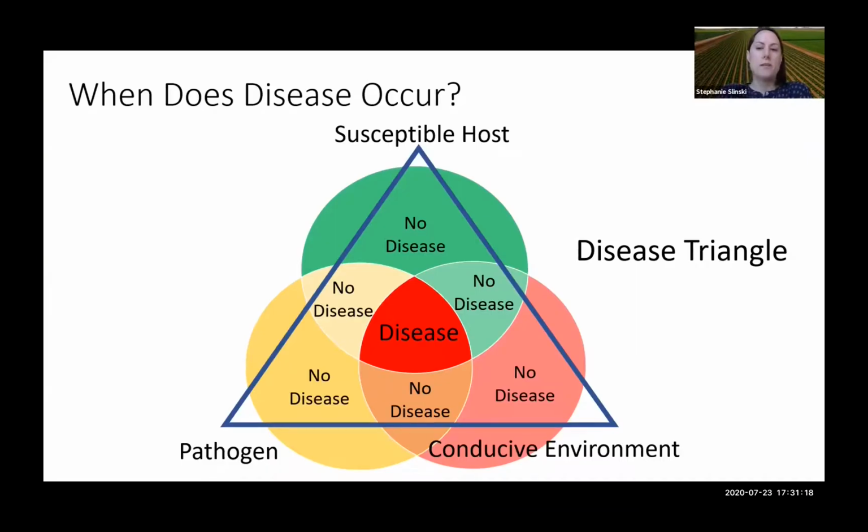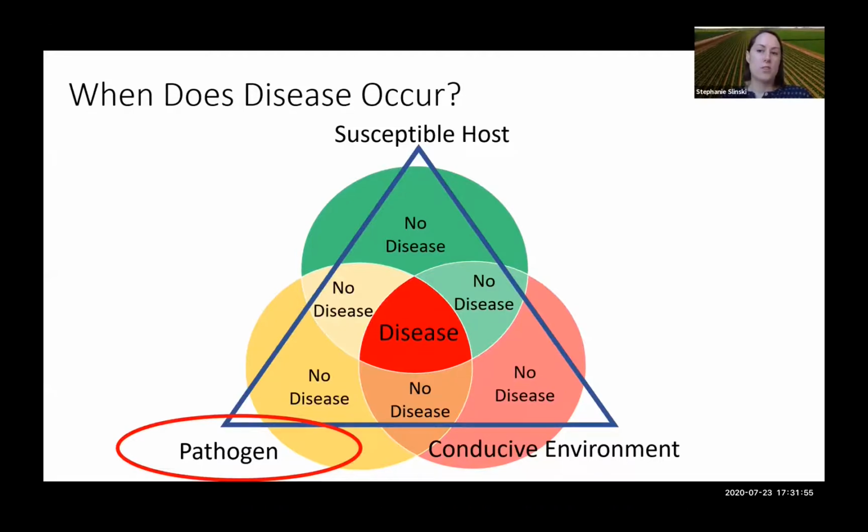Historically, we've used the disease triangle to describe the factors necessary for disease to occur. I like the Venn diagram. I think it really shows you how you need those overlapping factors to have disease. This works if you don't have a vector, if the disease doesn't need a vector to infect a plant. Only when these three factors, the susceptible host, conducive environment, and pathogen occur, will disease occur.